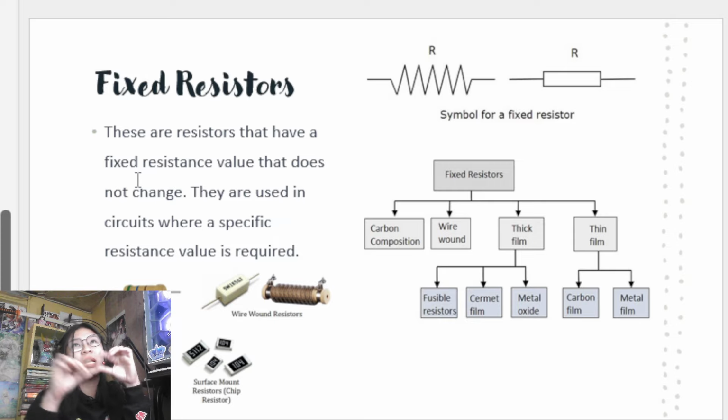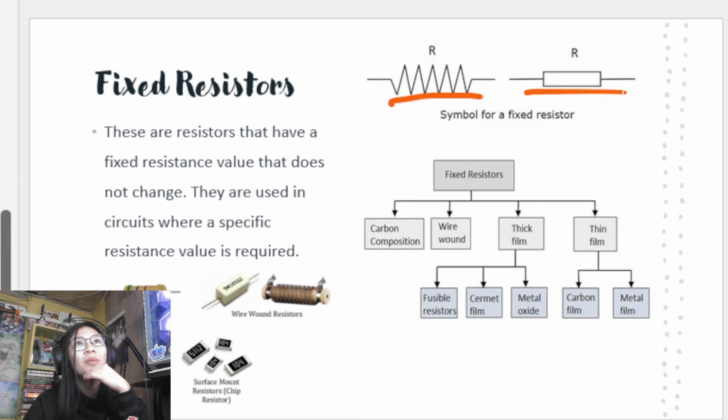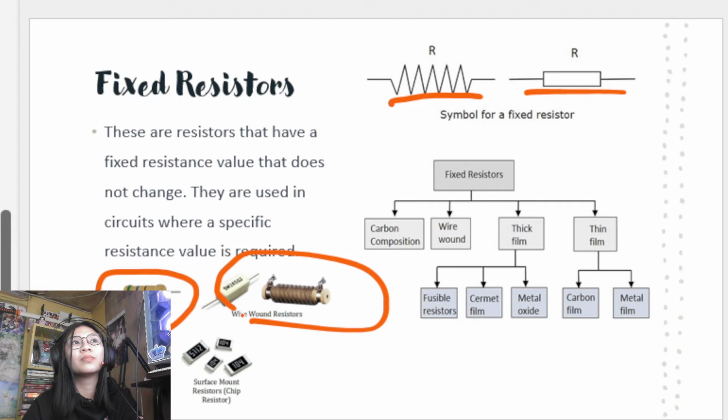So once you put it in your circuit, whatever its resistance is, the current will pass through it all throughout until it stops working. So this is the symbol for a fixed resistance or a fixed resistor. It can be a zigzag or a rectangle, either way. Okay. So, this is a carbon resistor, a wire wound.